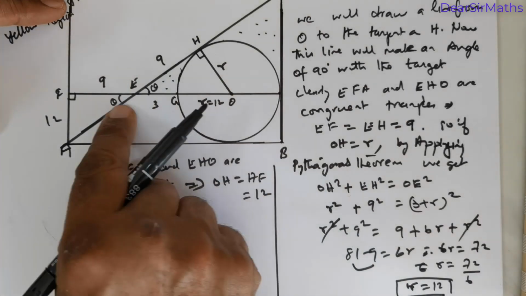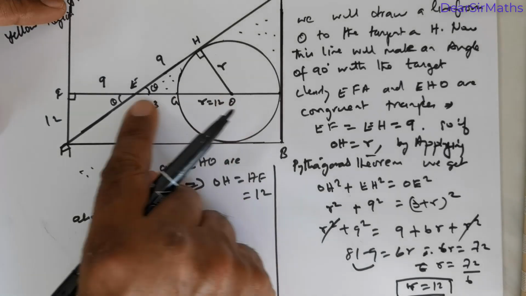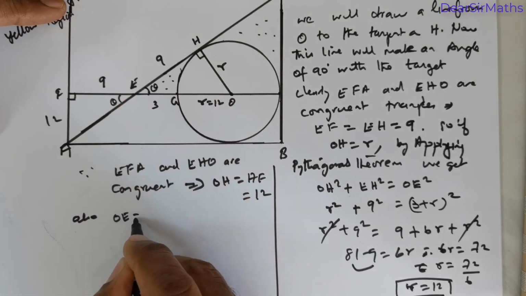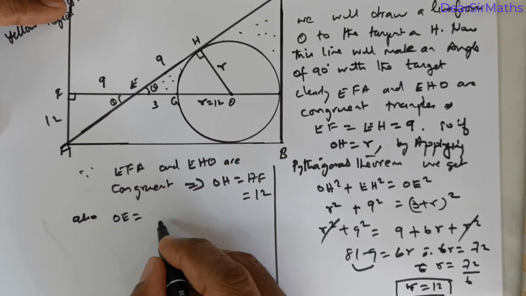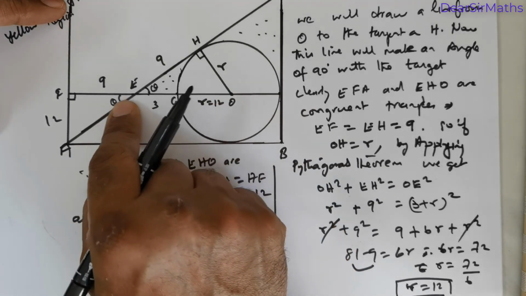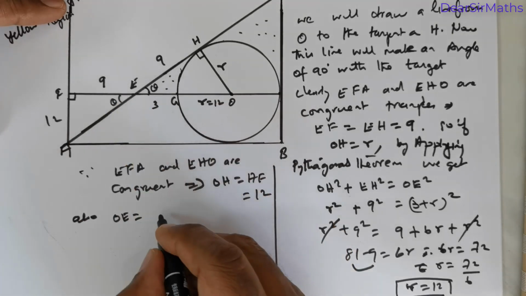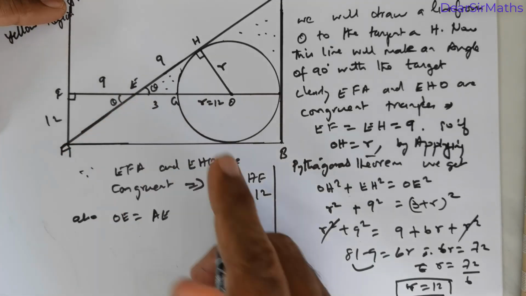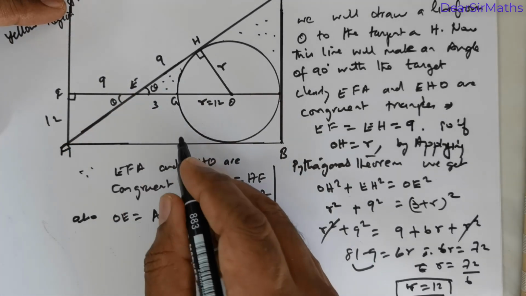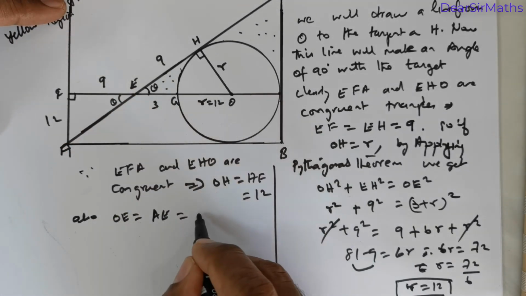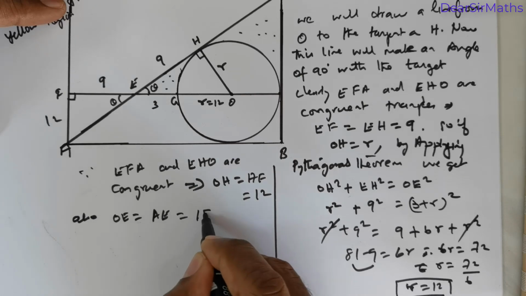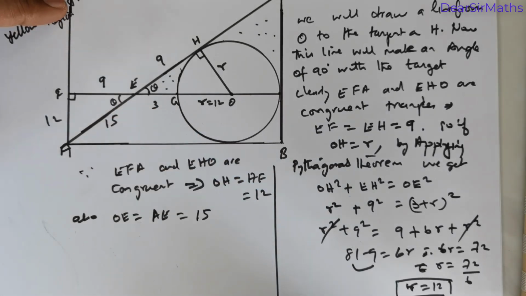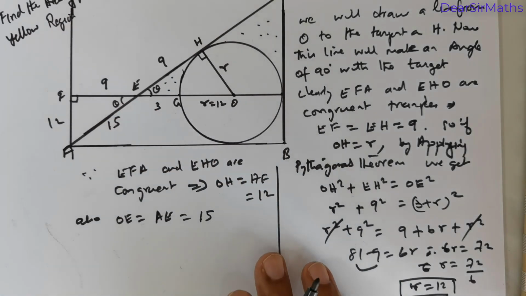Also the hypotenuse, what's hypotenuse? OE. OE will be equal to this AE, hypotenuse, which is going to be what? 3 added with 12. That's going to be 15 units. So this is going to be 15 units. Okay, fine, fair enough.